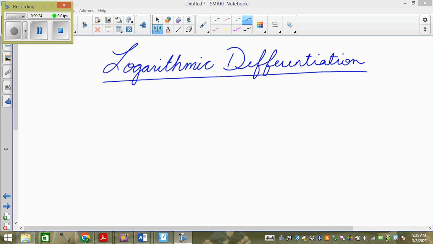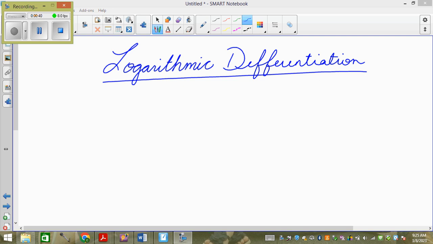If it's a log, you have to realize that you have to rewrite it with ln the base in the bottom. So if it's log anything that's not base e, you're going to end up with a ln in your denominator, and then a derivative in the numerator.